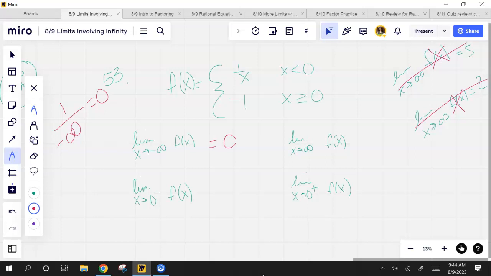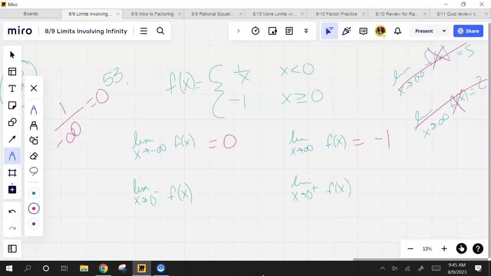All right. How about positive infinity? Same thing? Nope. -1. Sorry. It's not an asymptote. That's exactly right. Yeah, because it's just a constant function.